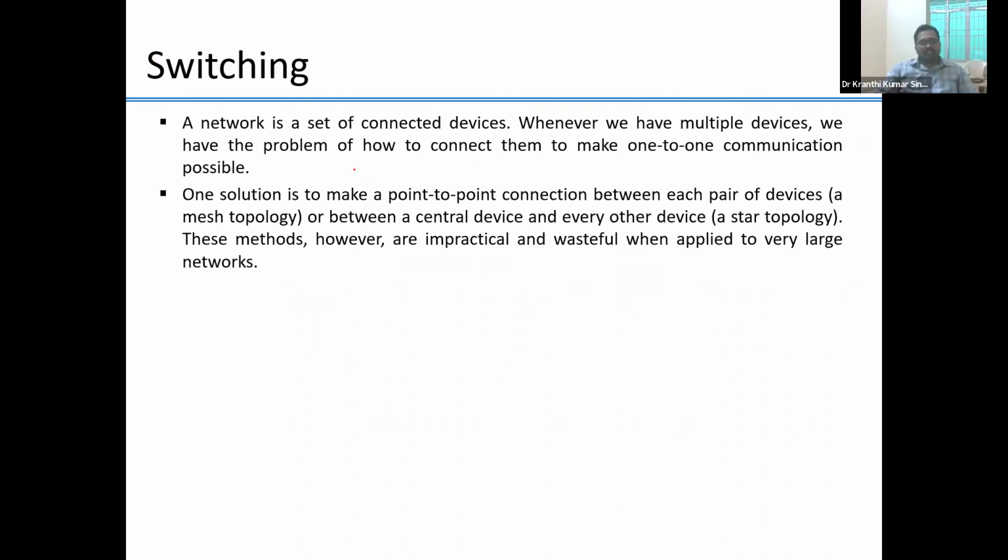A network is a set of connected devices. How these devices are connected depends upon the structure or topology, whether it may be a mesh topology, as I explained in the recent example, or maybe star topology, maybe ring topology, whatever it may be. Whenever you have multiple devices, we have the problem of how to connect them to make one-to-one communication possible.